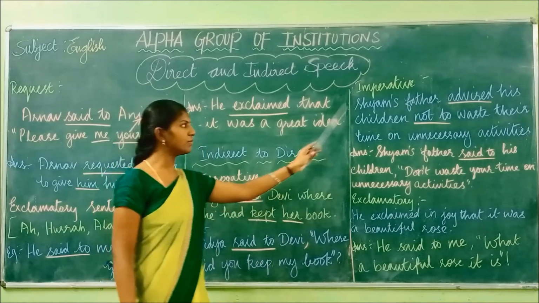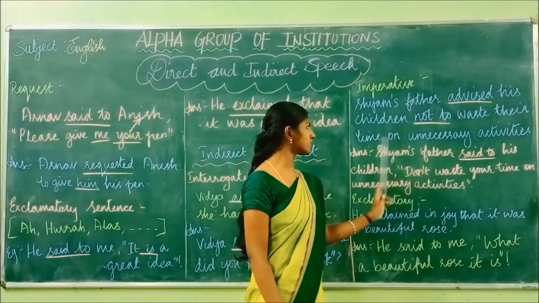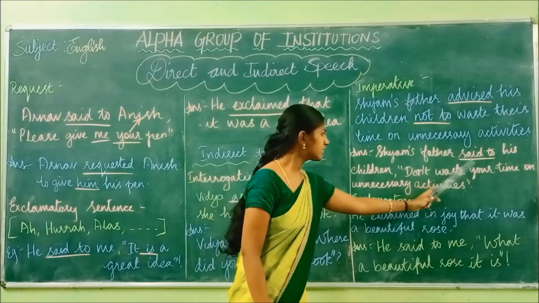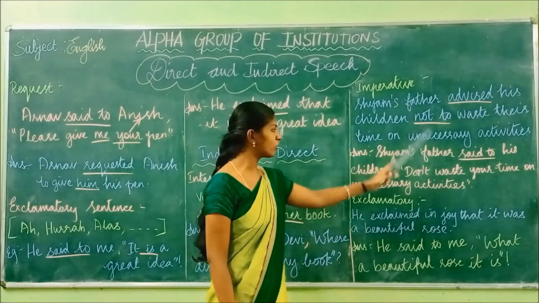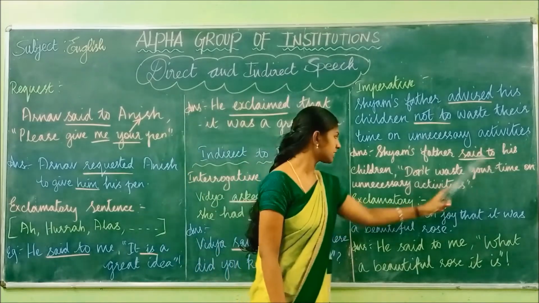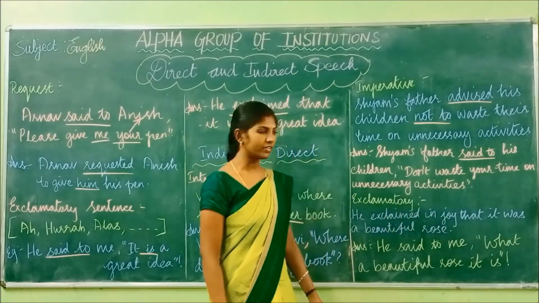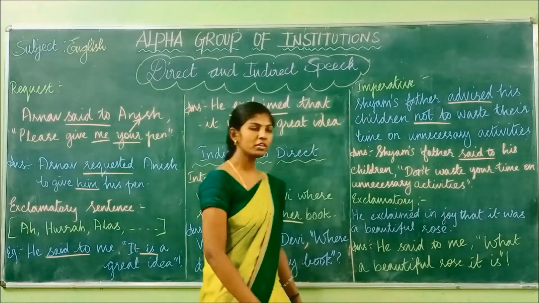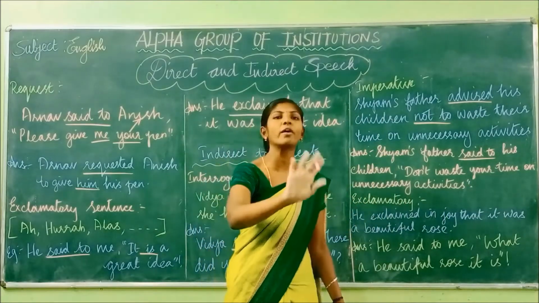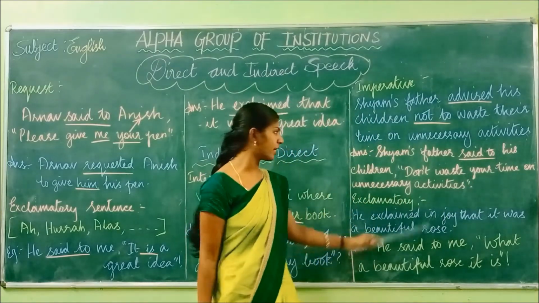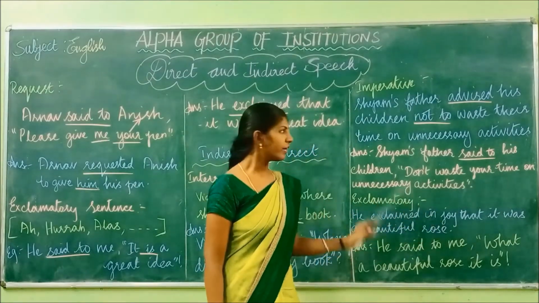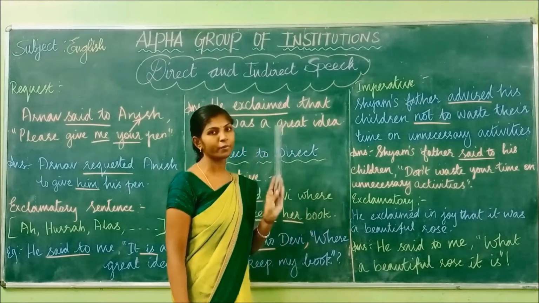Got it, children? So Shyam's father advised his children not to waste time on unnecessary activities. The answer is Shyam's father said to his children, and this not to is changed into don't. The to comes inside the quotation mark: Don't waste your time on unnecessary activities. And close the quotation. We don't put a question mark, because it's like a negative statement. Don't do it. Ordering sentence, or else advising sentence. So it's not a WH question, so we are not adding a question mark here. Okay, so we have completed imperative also from indirect to direct.